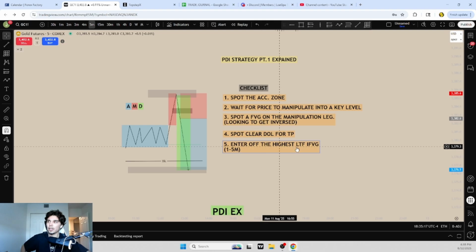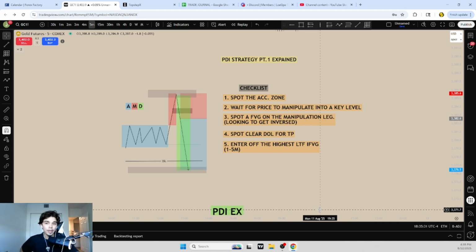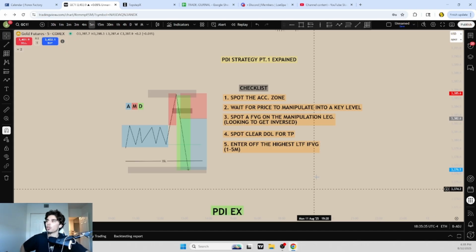And then what do we want to enter off of? Well, the highest low time frame inversion on the 1 through 5 minute in this manipulation leg, right? So the manipulation leg, if it creates a 3 minute fair value gap and a 2 minute fair value gap, well, then we're only worried about the 3, right? If it creates a 5 minute and 3 1 minute fair value gaps, well, we're only worried about the 5 minute, right? So on and so forth.